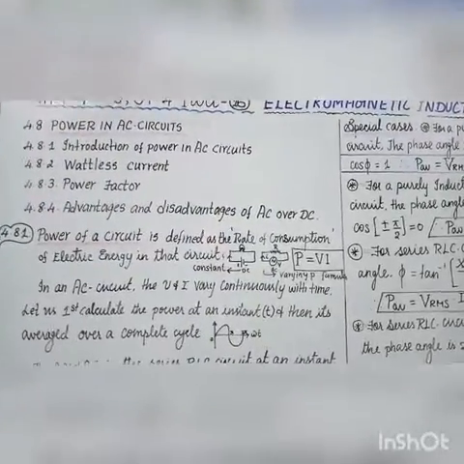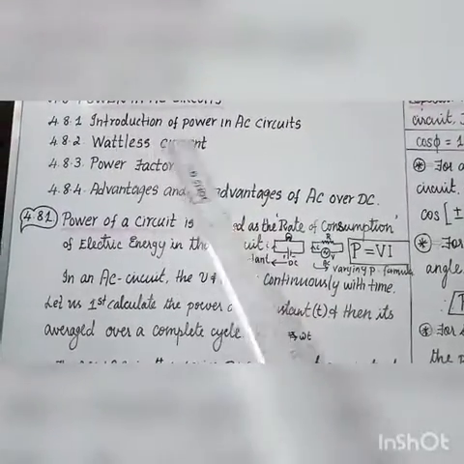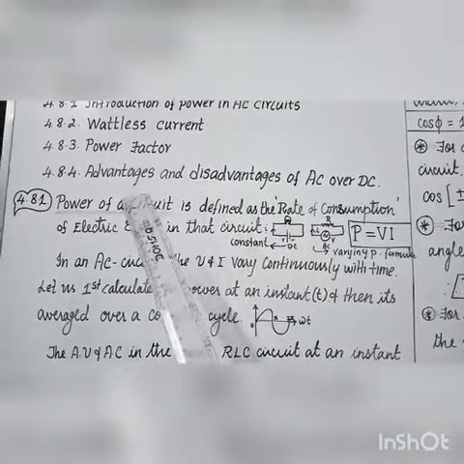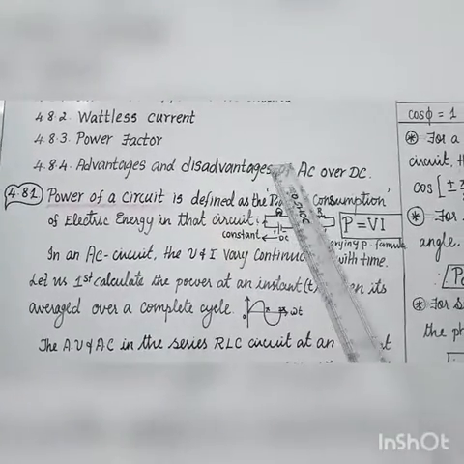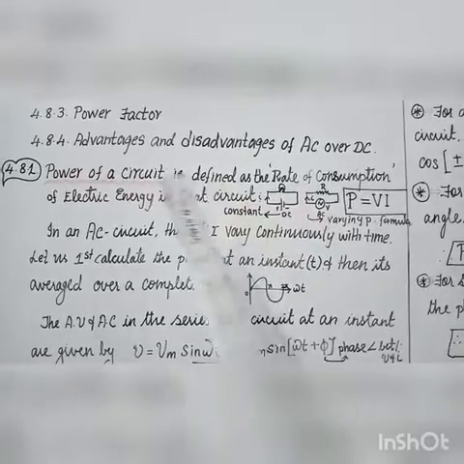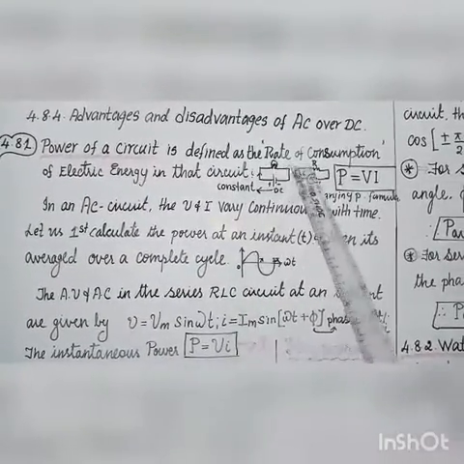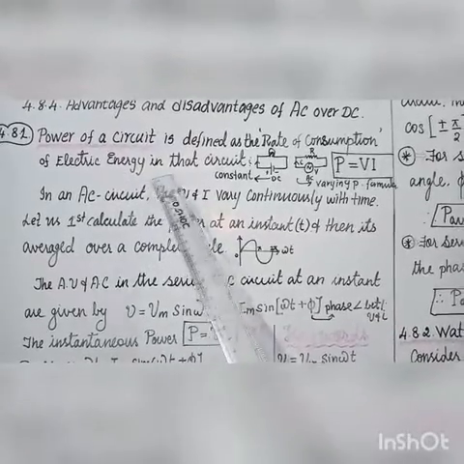Power in AC circuits. Some subdivisions: introduction of power in AC circuits, wattless current, power factor, advantages and disadvantages of AC over DC. What is the power of a circuit? The power of a circuit is defined as the rate of consumption of electric energy in that circuit.